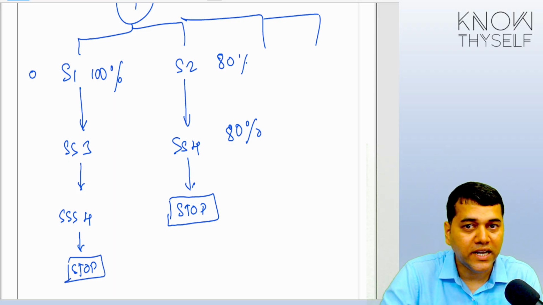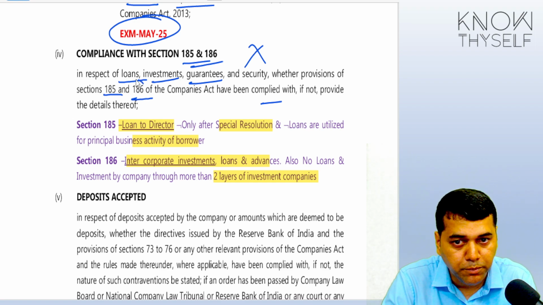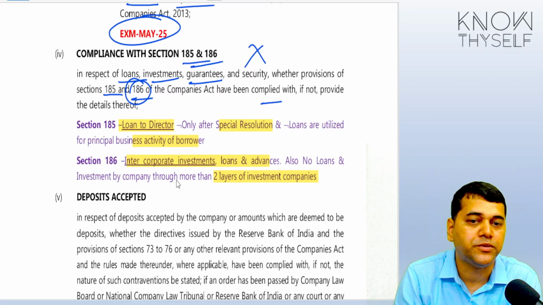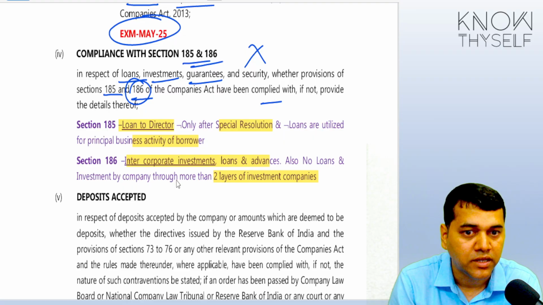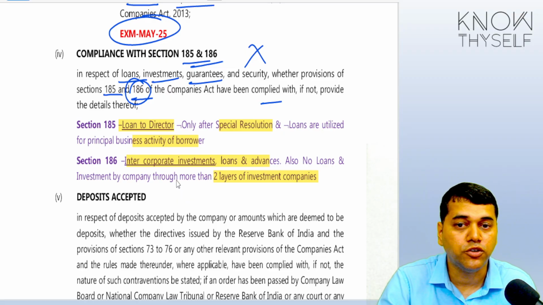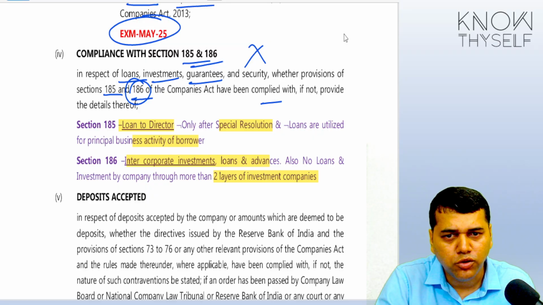So, have you violated this? That is what you need to report under section 186. Like, you have made investment in the subsidiary now and acquired a subsidiary. Has it gone more than two layers of investment? That's what you need to report. That's why they are not going to ask you on this.